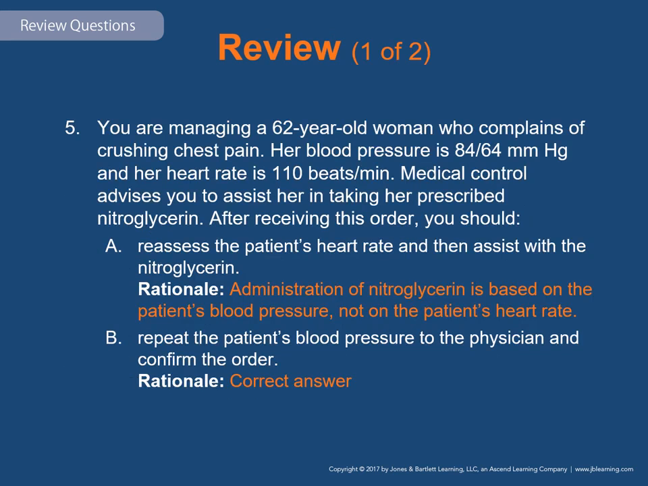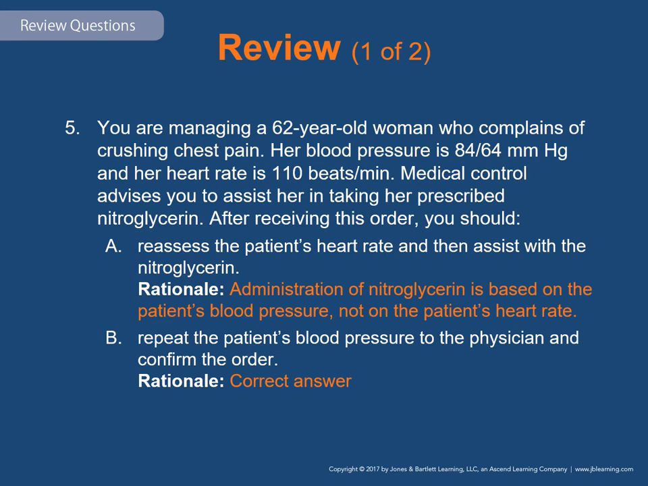So let's look at the incorrect answers. You're managing a 62-year-old woman who complains of crushing chest pain. Her blood pressure is 84/64 and her heart rate is 110. Medical control advises you to assist her in taking her prescribed nitroglycerin. After receiving this order, you should, let's look at A, reassess the patient's heart rate, then assist with nitroglycerin. No. Administration of nitroglycerin is based on blood pressure, not on the heart rate.